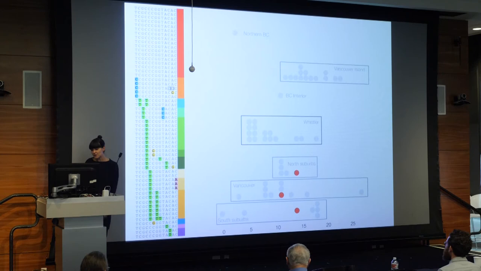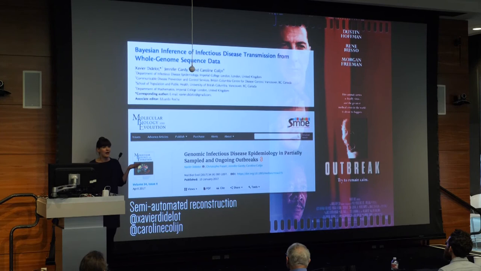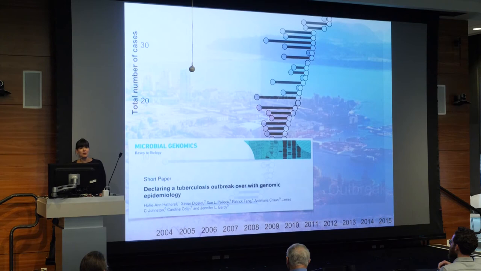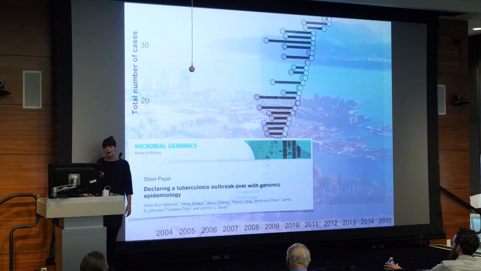We've done lots of work on this. How can you reconstruct transmission patterns by combining evolutionary modeling with mathematical modeling, your classic SIR dynamics? We've also looked at how you can use genomic information not just to determine who transmitted to whom, but also when that transmission event happened. Most of my work is in tuberculosis, where we've got this problem of people being infected at one point in time, but then activating anywhere from a few weeks to many, many years to decades later.